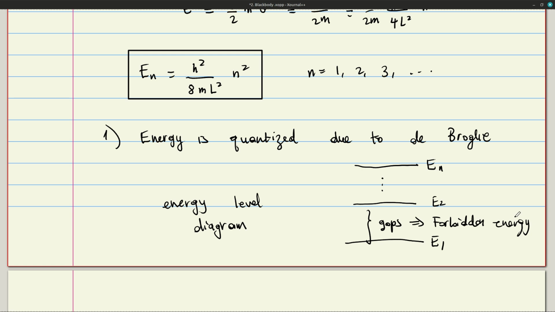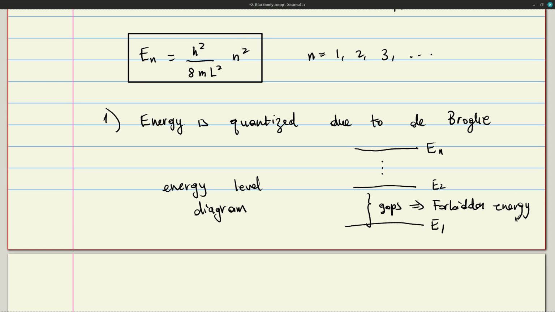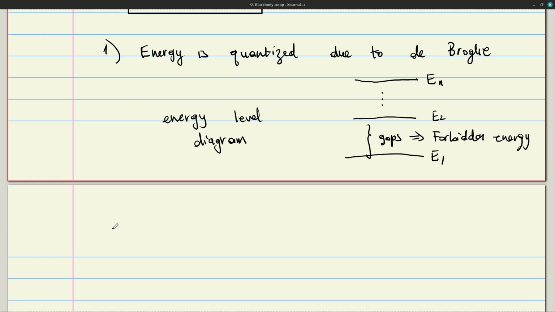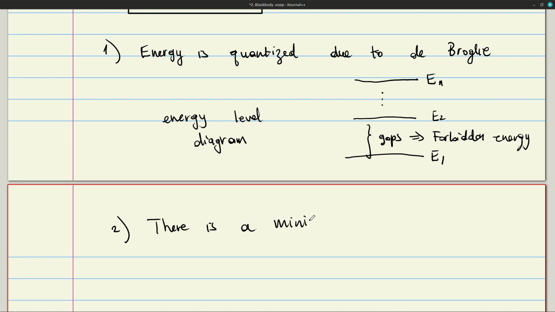So this is purely non-classical. Classically, any energy is allowed. There's also a second thing: there is also a minimum energy. The minimum is obtained for n is equal to 1. For example, for this problem, it is h squared over 8ml squared.